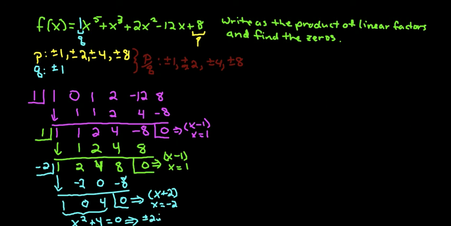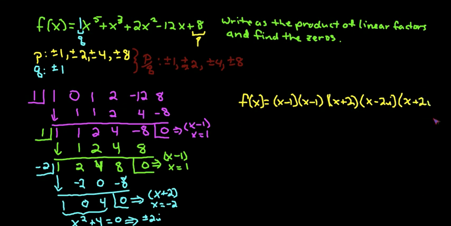So now I can go up here and write my final solution for this as a product of linear factors. I can just say f of x equals x minus 1 times this x minus 1 times x plus 2. Now remember here, positive 2i would actually be coming from x minus 2i as a factor, and negative 2i is going to be coming from x plus 2i as a factor.